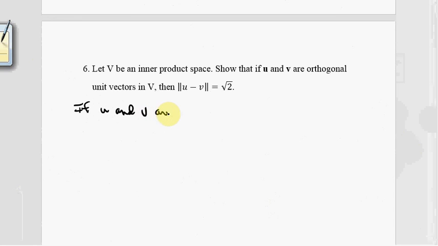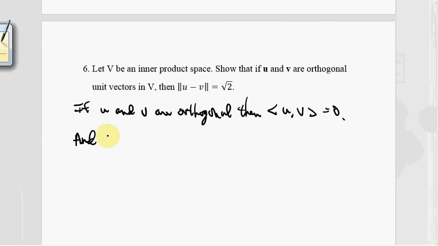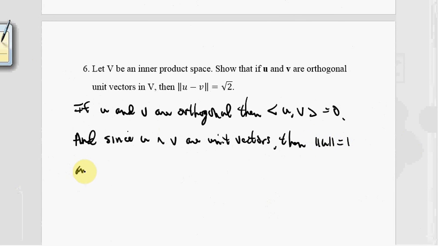If U and V are orthogonal, then the inner product of U and V is equal to 0. And since U and V are unit vectors, I'm just taking what's given, then the norm of U is equal to 1, and the norm of V is equal to 1.